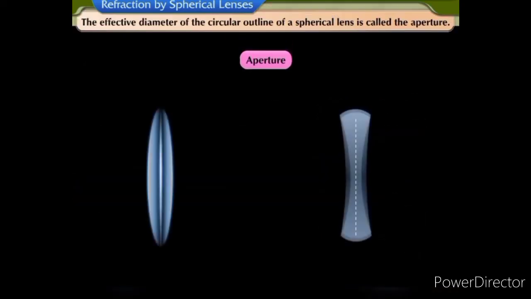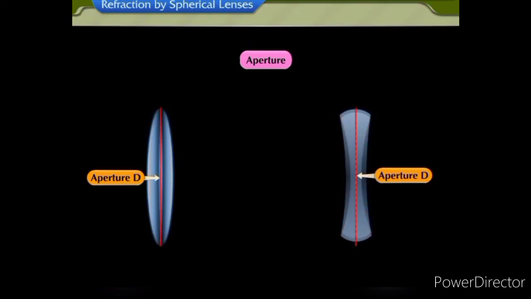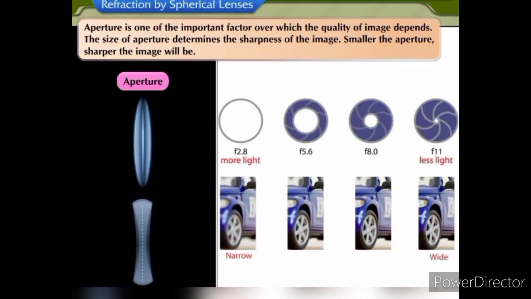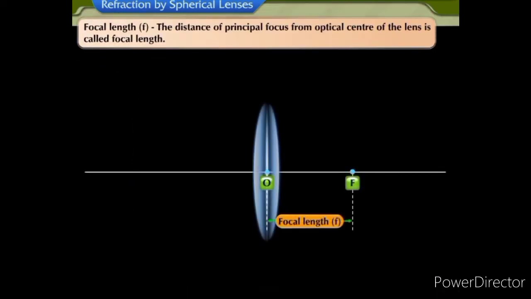Aperture. The effective diameter of the circular outline of a spherical lens is called the aperture. D is the aperture of the lens. Aperture is one of the important factors on which the quality of the image depends. The size of the aperture determines the sharpness of the image. Smaller the aperture, sharper the image will be. Focal length, F. The distance of the principal focus from the optical center of the lens is called the focal length.